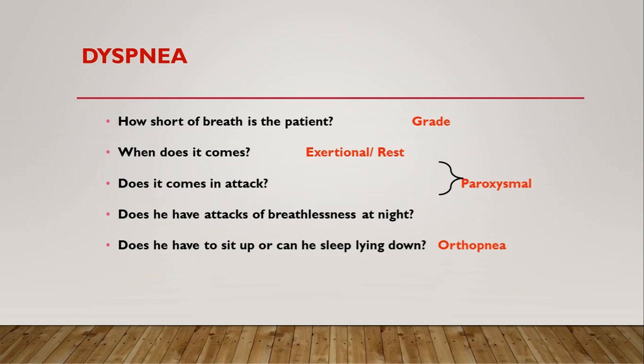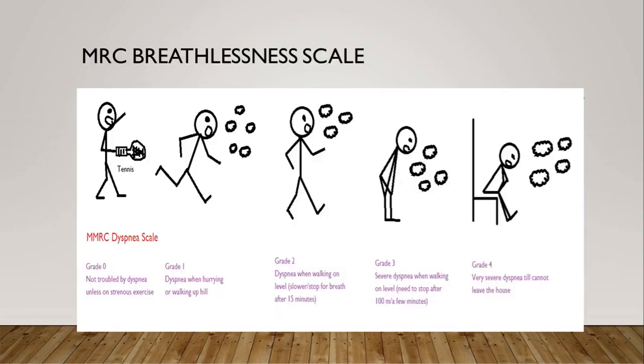So we have to grade the dyspnea. How short of a breath is the patient? When does it come? By exertion or at rest? Does it come in attacks, paroxysmal, and the patient is free of symptoms in between? Does the patient have attacks of breathlessness at night, nocturnal dyspnea, or does the patient have to sit up, or can he sleep lying down? Orthopnea. Of course, grading dyspnea is very important.